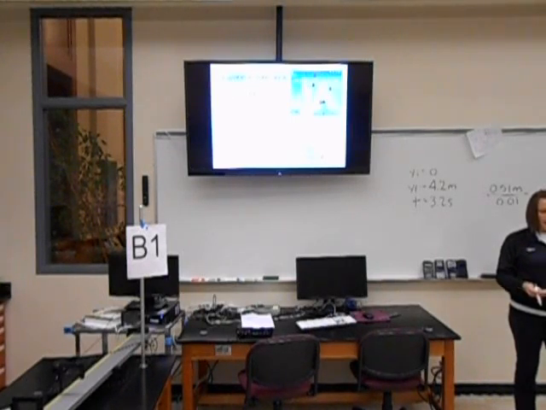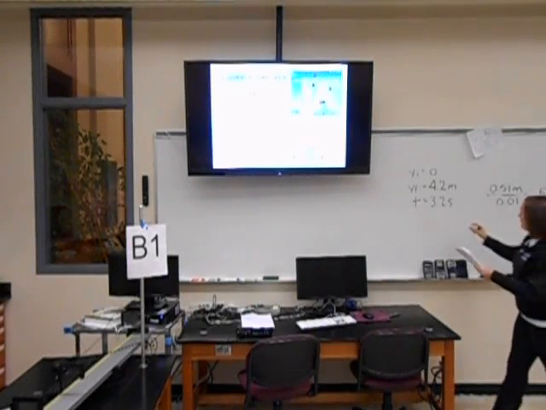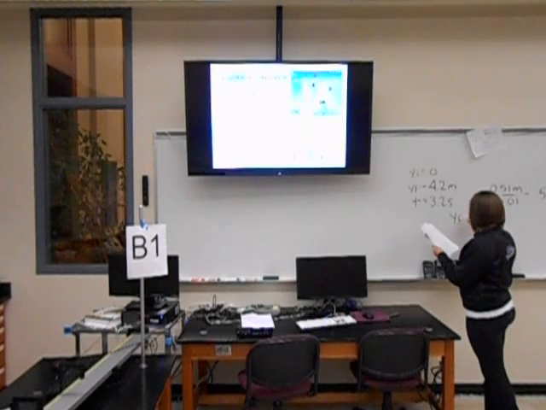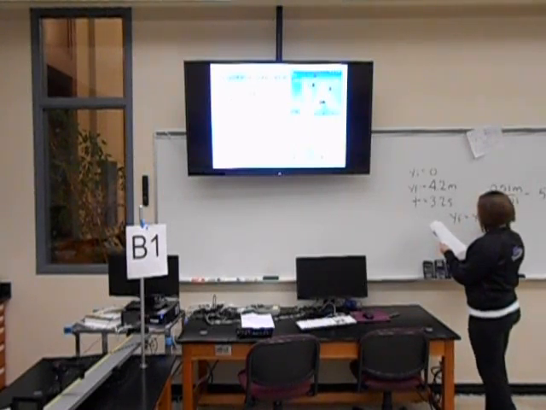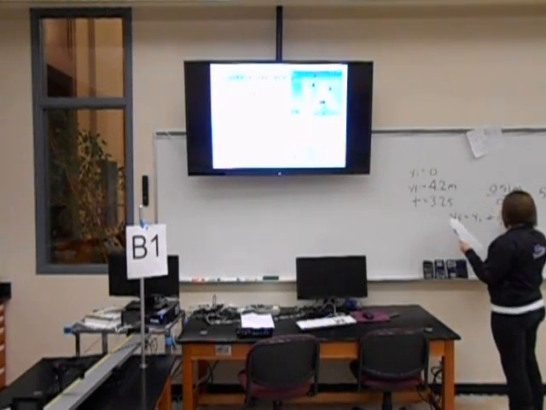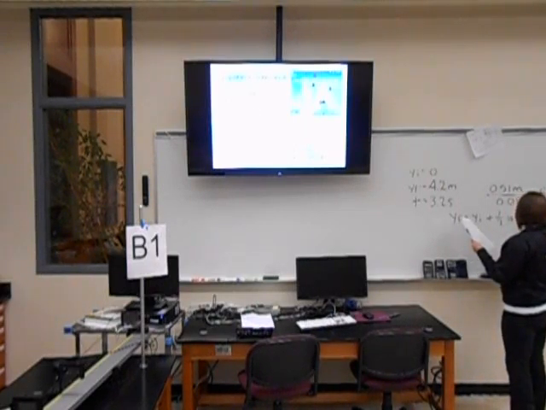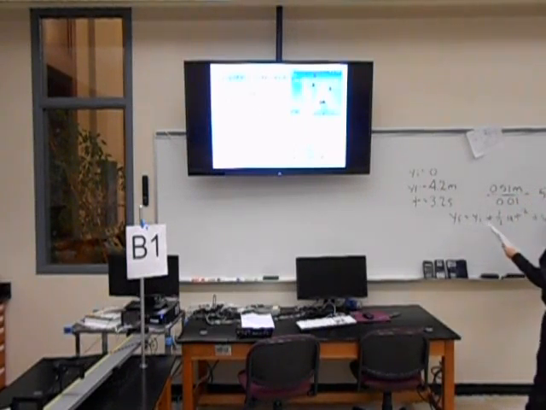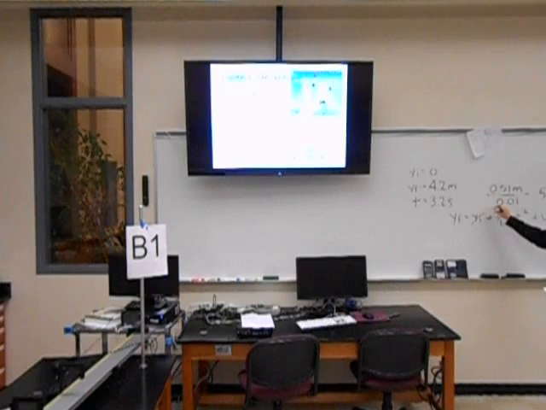And then lastly, we used the kinematic equation: the final position equals the initial position plus the initial velocity times time plus 1/2 acceleration times t squared. The reason we use this is because we know the initial position is 0, and our initial velocity is 0, because our monkey's at rest.